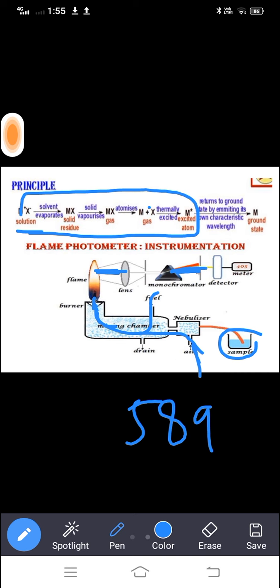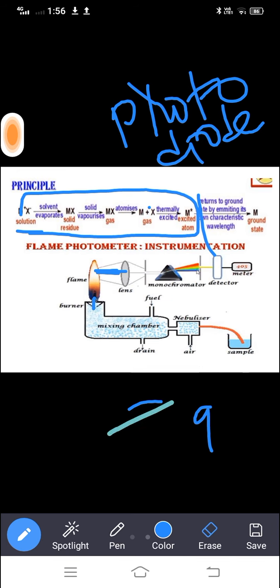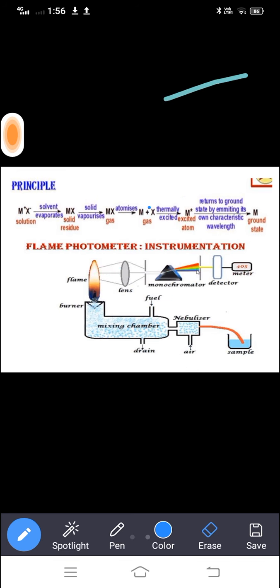Then the emitted radiation reaches the detector. The detector is nothing but a photodiode or photoelectric cell. The role of the photodiode is to convert light energy into electrical energy. So it converts the emitted radiation into electrons, which are used to generate current. Then the meter shows the reading. If the concentration is more, the meter shows a greater reading. If the concentration is less, the meter shows a lesser reading. In this way we can find the concentration.